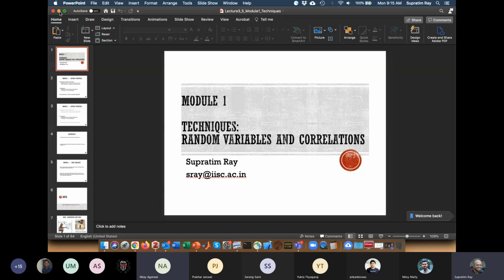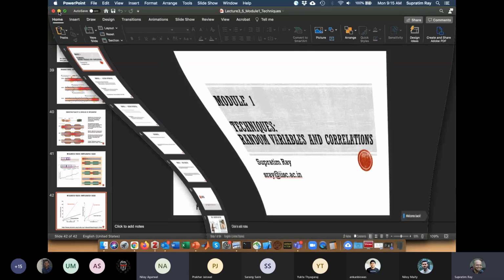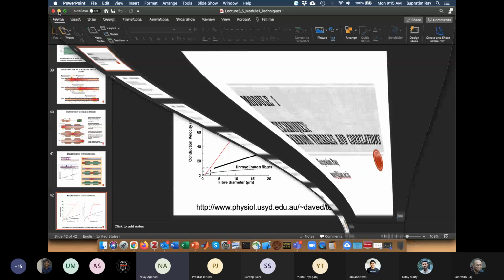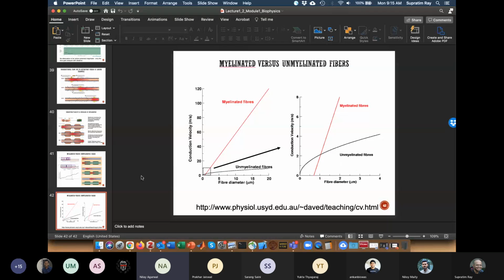So, yeah. In the previous slide 42, could you explain why these two graphs again? I'm slightly confused. So actually, I didn't talk about how conduction velocity is determined in the case of the passive case as well as the active case for unmyelinated and myelinated.